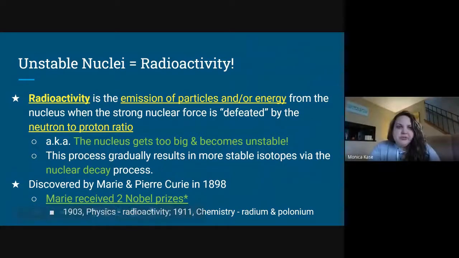All right, so radioactivity is the emission of particles and/or energy from the nucleus when that strong nuclear force is defeated by the neutron and proton ratio. So that means that the nucleus gets too big, it's becoming unstable, and that process gradually results in more stable isotopes via the nuclear decay process.